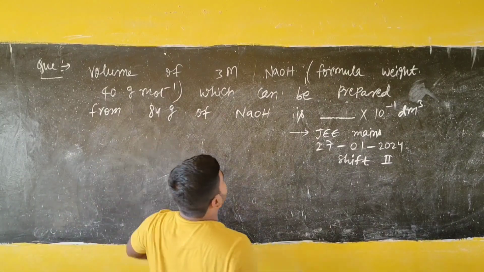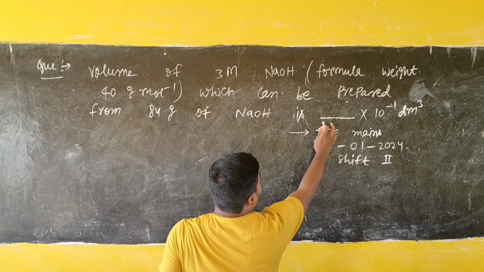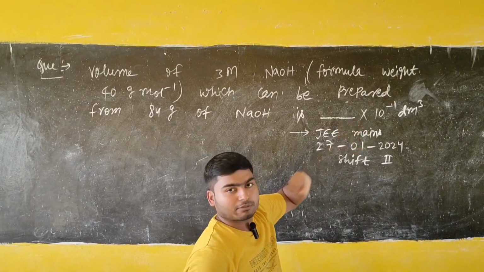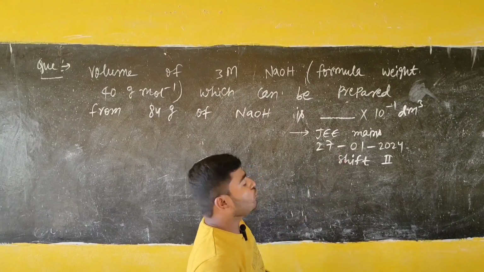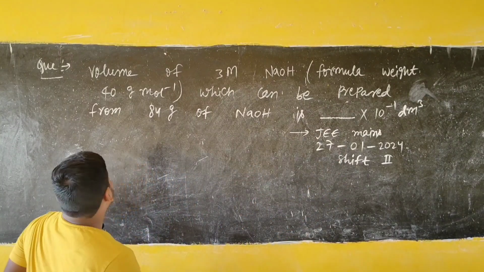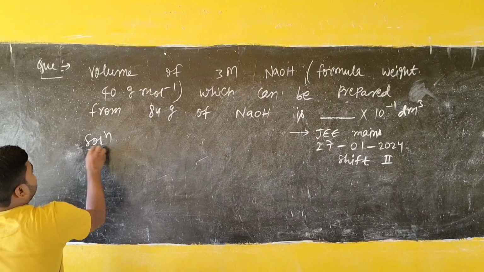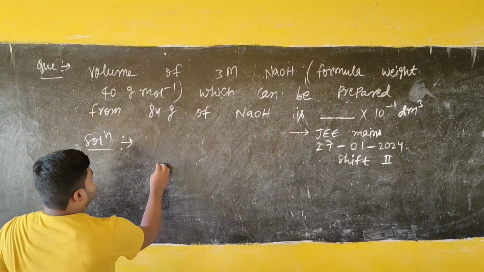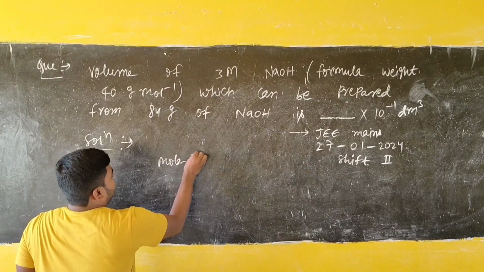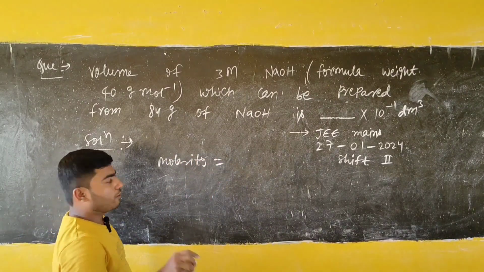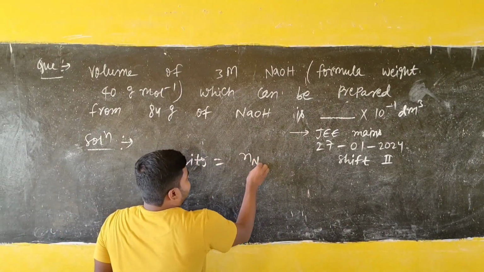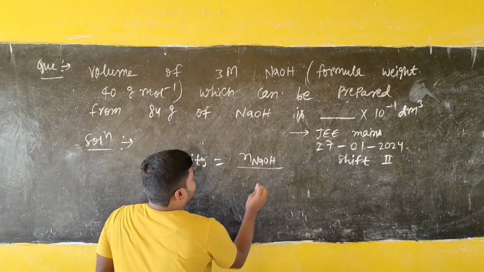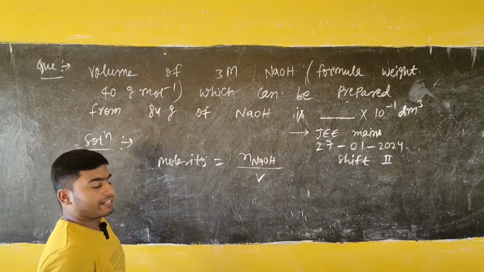So they are asking the volume of 3 molar NaOH, and the blank is given in 10 to the power minus 1 decimeter cube. So they are asking the volume in decimeter cube. First of all, as we all know, the formula of molarity is moles of solute by volume of solution. We can write moles of NaOH, and volume of solution let us take as V.